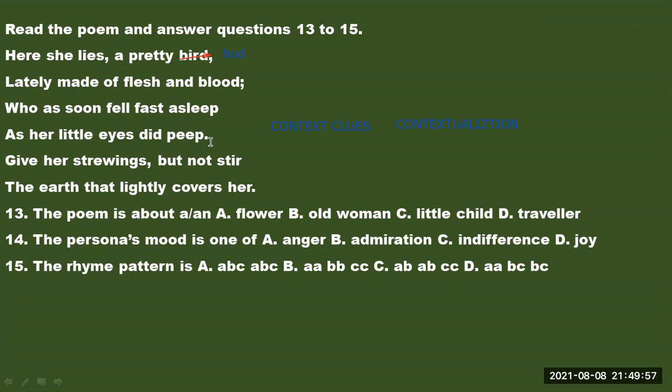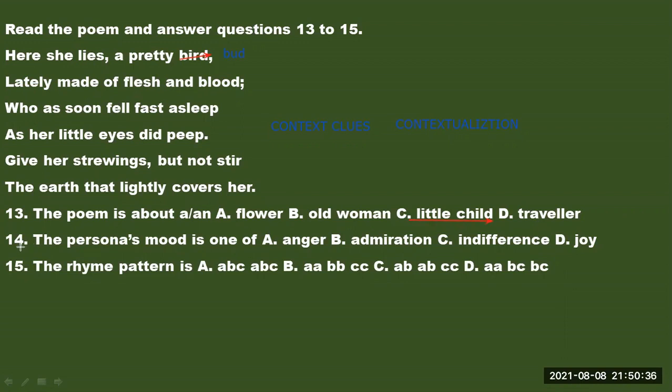As her little eyes did peep, so obviously, then give her strings but not stir the head that lightly covers her. So it's talking about the death of a little child. So the obvious answer here is a little child, all right? This is how we analyze a piece of literature. We have to take the words used within that context to actually figure out the meaning. Now, obviously, there's nothing in this context that refers to a traveler.